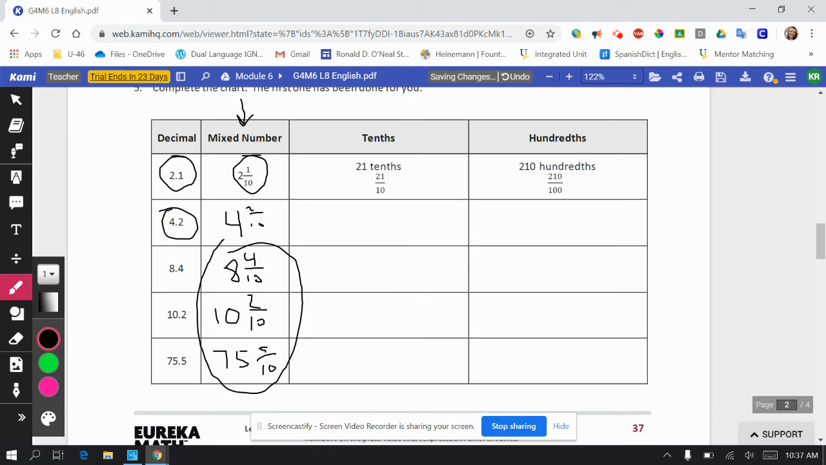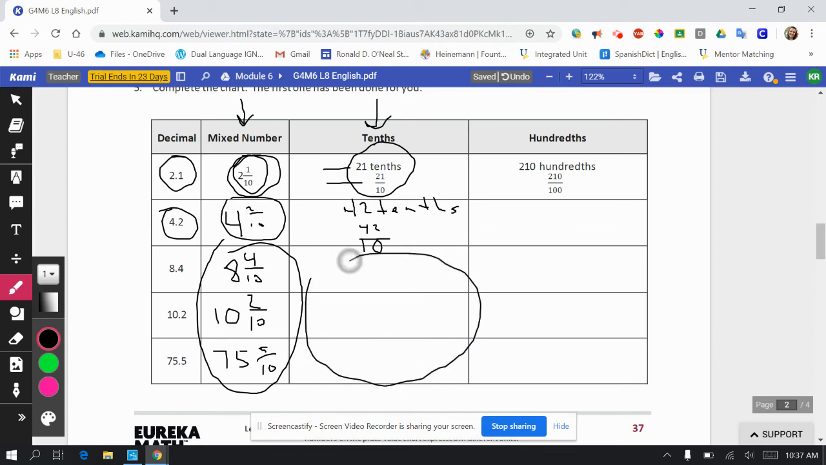All right, once you've checked your answers, moving on to tenths. So now we see the mixed number, and now we're writing that as tenths, both in what's called unit form and then in fraction form. So here we go. 4 and 2 tenths would become 42 tenths. And then I write that as a fraction, 42 over 10. Go ahead and give the next 3 a try. Pause this video and then come back and check your answers.